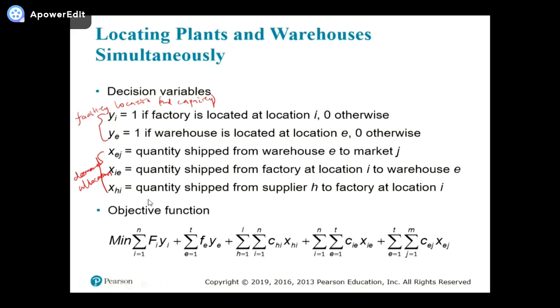So the objective function is one, the fixed cost of building the factories and warehouses, and then the variable production and shipment cost from the shipments between these supplier, factory, and warehouse locations. Variable cost.